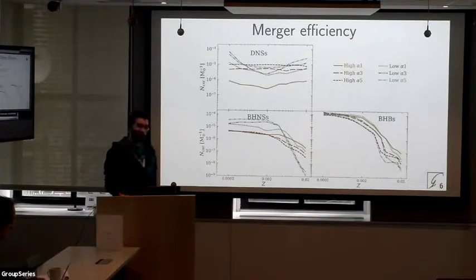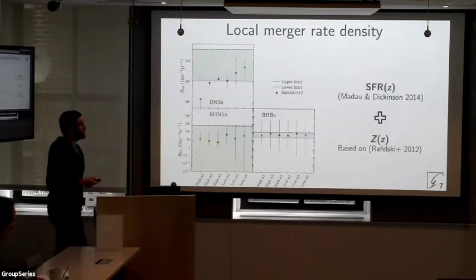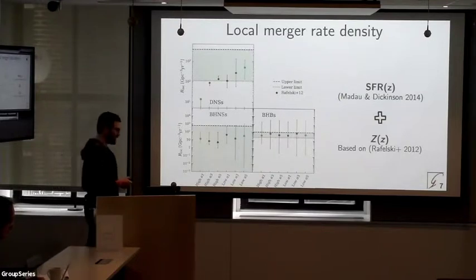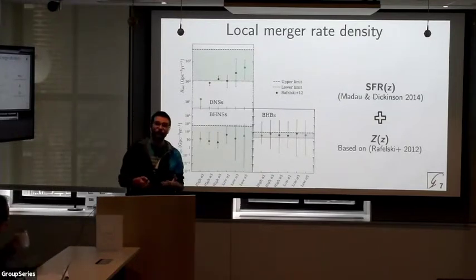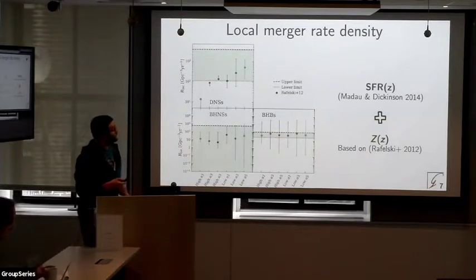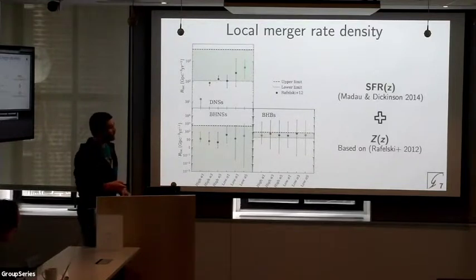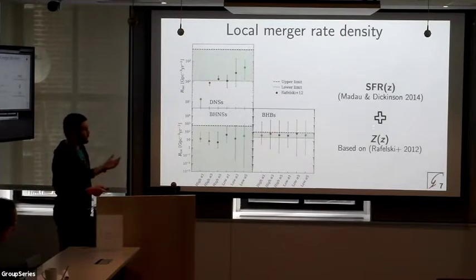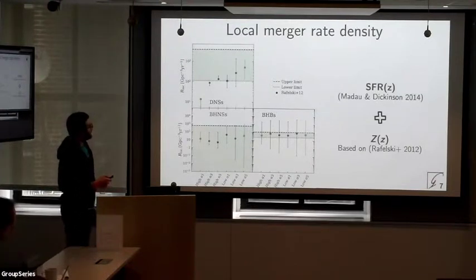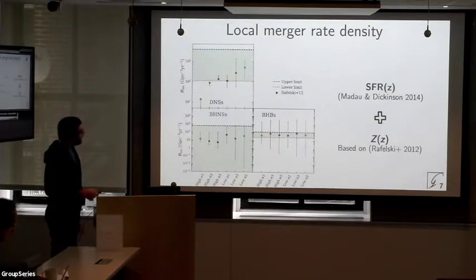One thing we can get from gravitational waves is the local merger rate density. So, starting from my merger efficiency, I try to estimate the local merger rate density. To do that, I combine the star formation rate as a function of redshift with the metallicity evolution across cosmic time, and of course with my merger efficiency. Here you can see the results for double neutron stars, black hole neutron stars, and black hole binaries. The points represent the 6 different simulations.